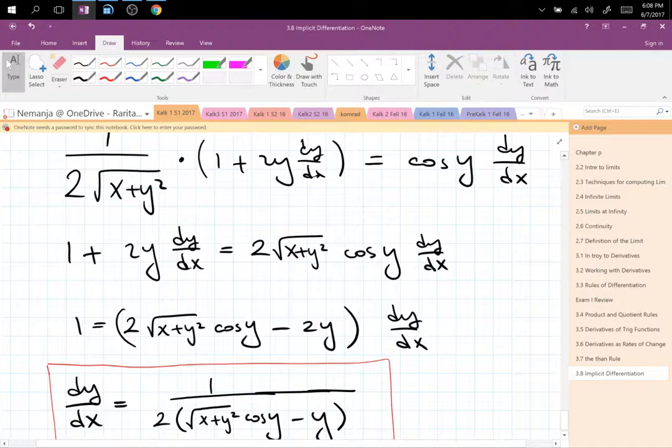How did you get to that on the left side? Like plus this 2y, 1 plus 2y dy dx? Yeah. That's the chain rule derivative: the derivative of x is 1, the derivative of y squared is 2y dy dx.